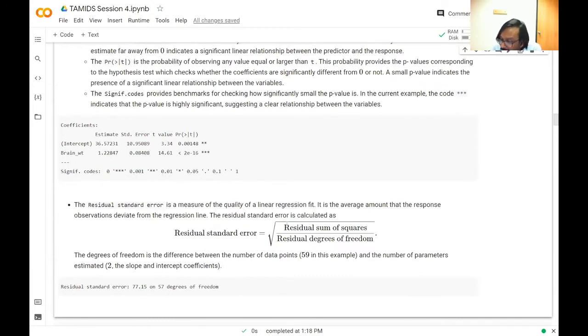Now, when we square these residuals and then add them up for each of the observations, that would be the residual sum of squares. The degrees of freedom in the denominator is the difference of the number of data points, which is 59 in this example, and the number of parameters estimated, that is 2. Why are there 2 parameters estimated? Because the slope and the intercept terms are being estimated. And notice that there are 59 data points because we removed 3 observations from the original data.